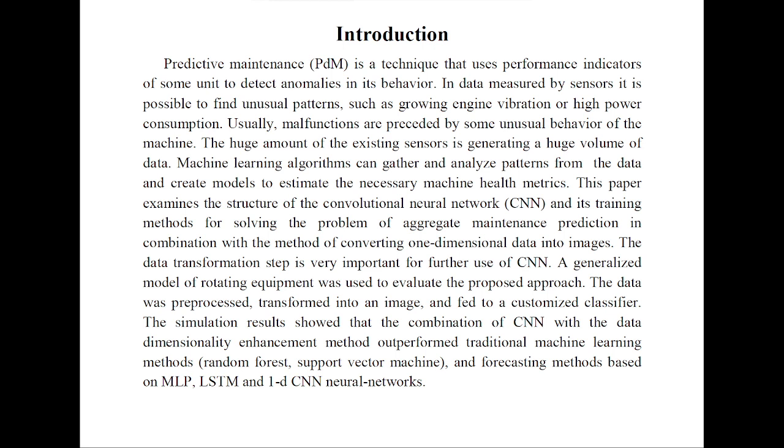The data transformation step is very important for further use of CNN. A generalized model of rotating equipment was used to evaluate the proposed approach. The data was pre-processed, transformed into images, and fed into a customized classifier. The simulation results showed that the combination of CNN with the data dimensionality enhancement method outperformed traditional machine learning methods like random forest, support vector machine, and forecasting methods based on multi-layer perceptron, LSTM, and one-dimensional CNN neural networks.